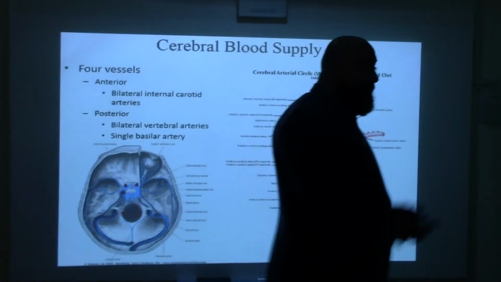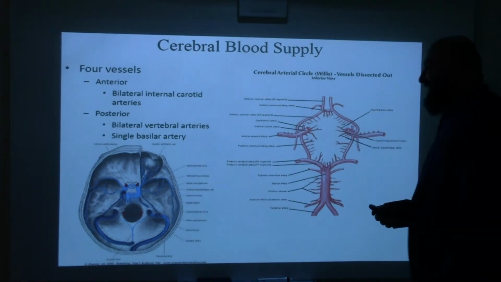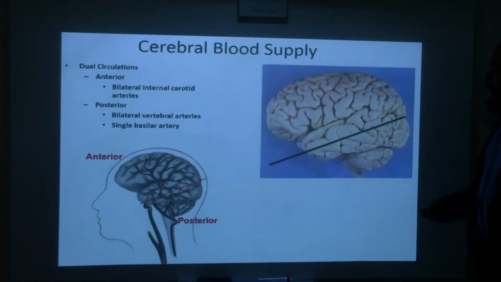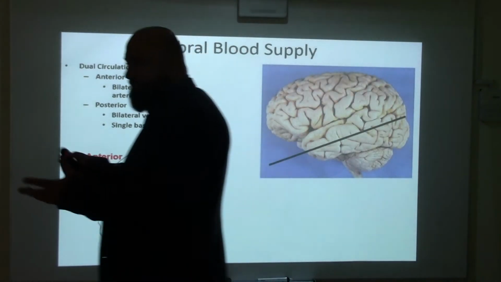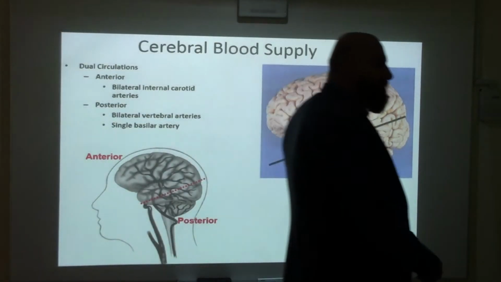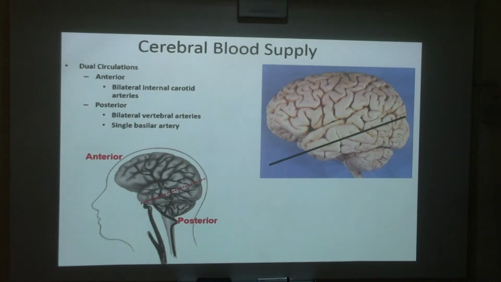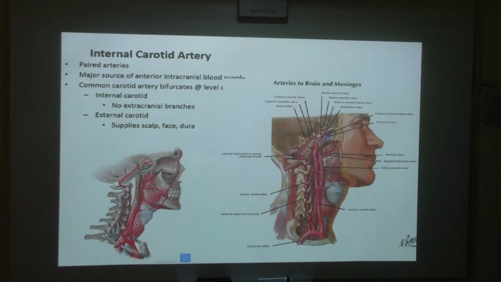From the brachiocephalic, and the two vertebral arteries will come from the subclavian. So the internal carotid arteries will be supplying this part of the brain. It's called the anterior circulation, most of the brain. Posterior circulation, which includes the brain stem and the cerebellum and the posterior aspect of the occipital lobe of the brain, will come from the vertebrobasilar circulation. Two vertebral arteries become a single basilar artery.